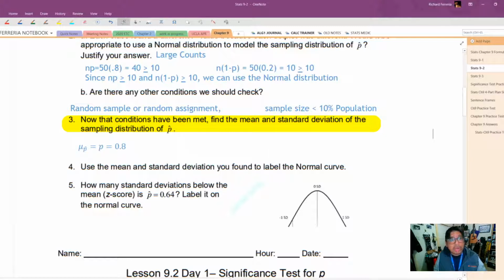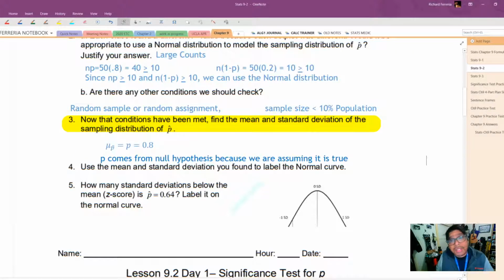Okay, mu of the sampling distribution for p hat is the same thing as p. Now this number is always going to come from the null hypothesis. That is a necessary feature of a hypothesis test, that we have to assume that the null hypothesis is true. And the null hypothesis says p equals 0.8. So that's what's also going to be the center of the sampling distribution for p hat.